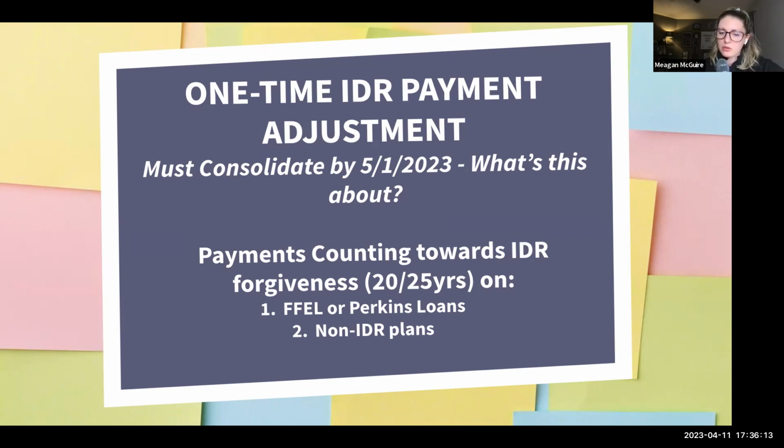So if you have those older FFEL loans or Perkins loans, you could consolidate them and have all of those prior years count towards the 20 or 25-year timeline. And if you're close, if you're at 20 or 25 years, you could be eligible for forgiveness now. Now, that may not be anybody on this call, but I thought I would mention that just in case. If maybe your parents have had loans around for a long time, have them look at this as soon as possible.